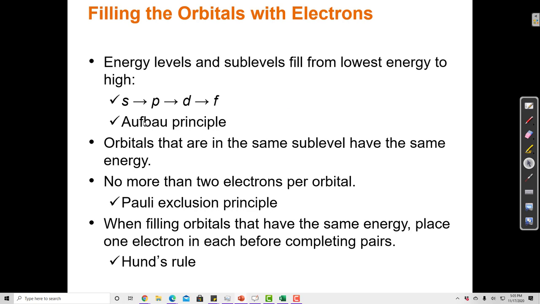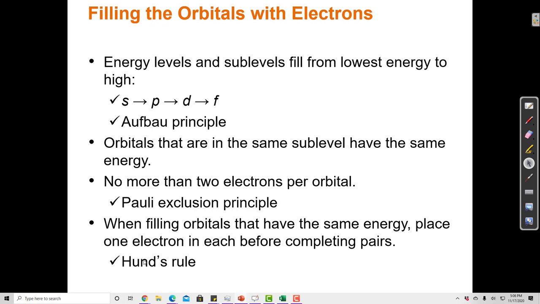So we fill the lowest energy orbitals first. That's called the Aufbau principle. Aufbau means building up. So we go from the lowest energy to the highest energy. We only put two electrons per orbital. That's called the Pauli exclusion principle. Two electrons in one orbital. And when we fill in orbitals of the same energy, they go in one at a time first.